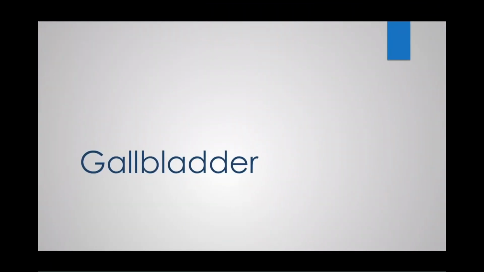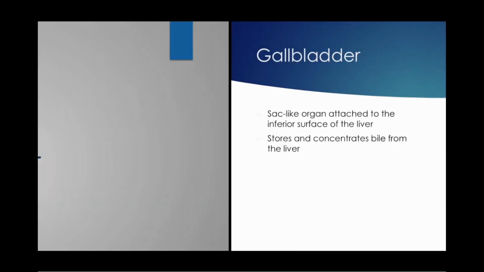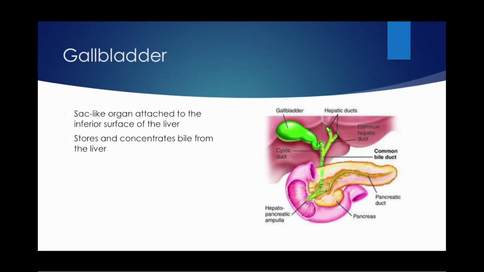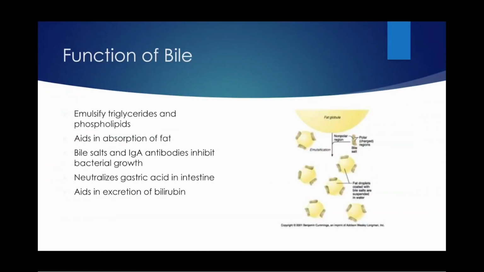That's the liver. As long as you have a healthy liver, it's going to detox everything for you. Just give it a chance. Gallbladder: a sac-like organ attached to the inferior part of the liver, it stores and concentrates bile from the liver. That's all it does. Just stores and concentrates it.